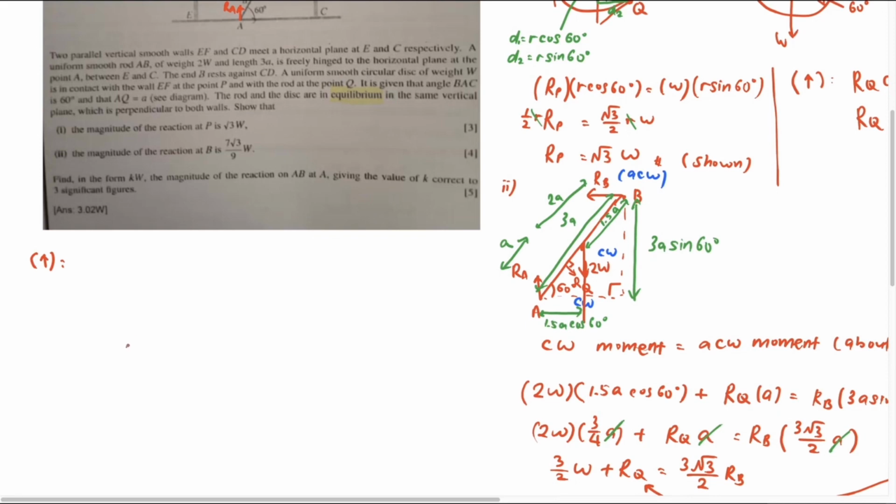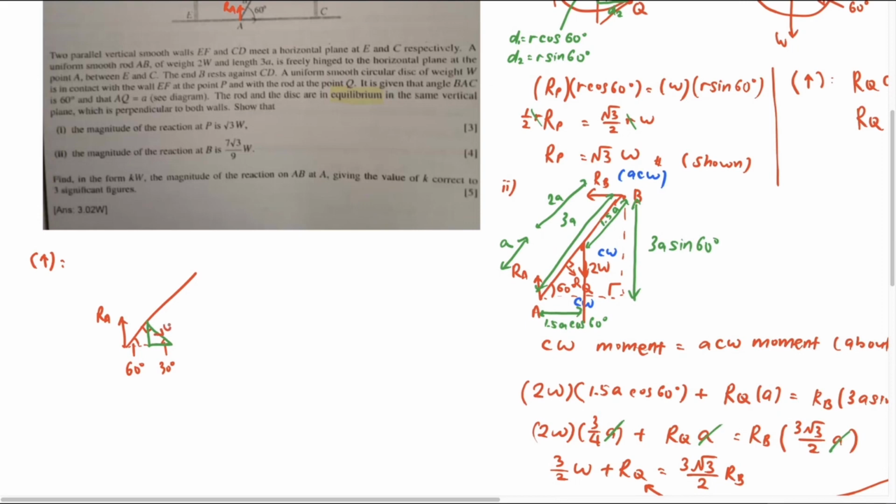Let's see. I draw again. So RA is up. The RQ is here. This RQ, we need to know there is a downward component. Let me resolve it. 60 degrees here, 60, 90, 30. Okay, so I'm going to resolve this way. Form a triangle like this. Let's say I make my RQ shorter a bit.